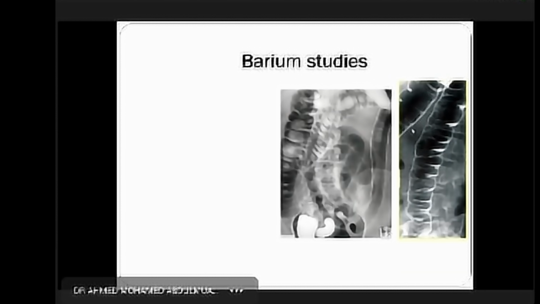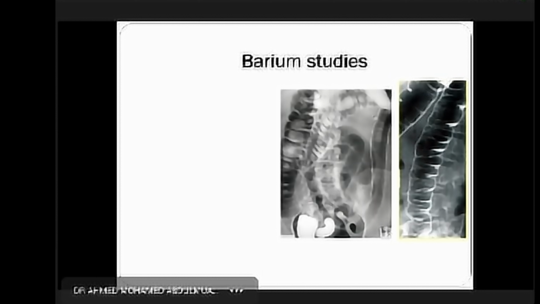Okay, can you tell me what is the pathology here? What is the difference? This is the normal film and this is the abnormal film. Any one of you can tell me what is the pathology here? There's haustra. Yes, there's haustra here. What about here? Do you have haustra here? What is the pathology here?